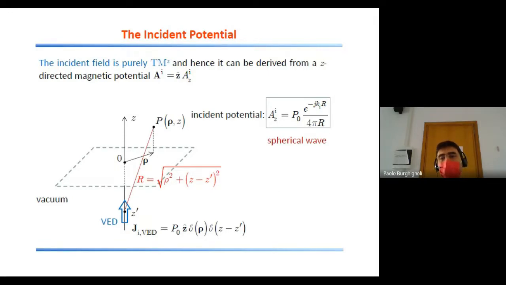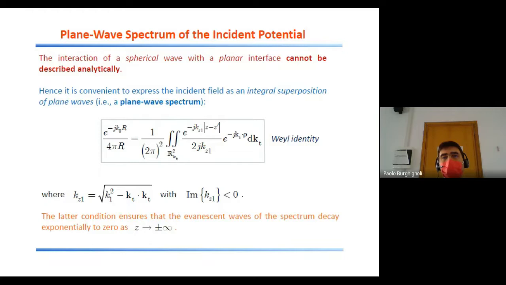Now, this incident potential must interact with the upper half space, so with the planar interface. And unfortunately, since this is a spherical wave, its interaction with the planar interface cannot be described in a closed form. What we are able to do in a closed form is to describe the interaction of plane waves with planar boundaries through the usual Fresnel coefficients. So one thing we can do is to represent this spherical wave as a superposition of plane waves. That is, we need the so-called plane wave spectrum of this spherical wave. Now, there is a useful identity, which we will not derive, but the derivation is not so difficult, the so-called Weyl identity, which gives us precisely what we need.